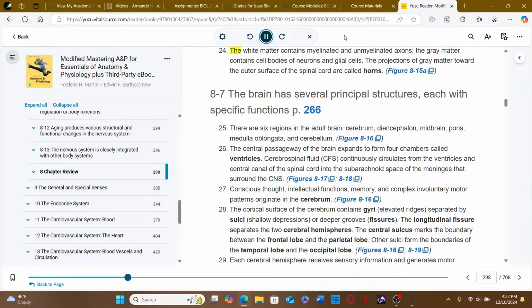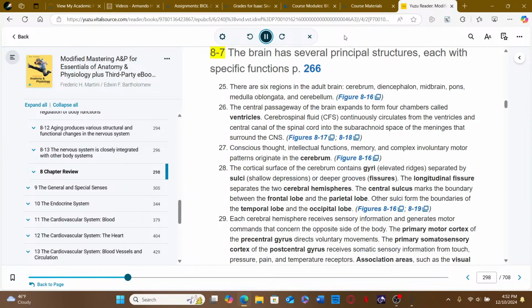Figures 8-14, 8-15b. The white matter contains myelinated and unmyelinated axons. The gray matter contains cell bodies of neurons and glial cells. The projections of gray matter toward the outer surface of the spinal cord are called horns. Figure 8-15a. 8-7: The brain has several principal structures, each with specific functions.